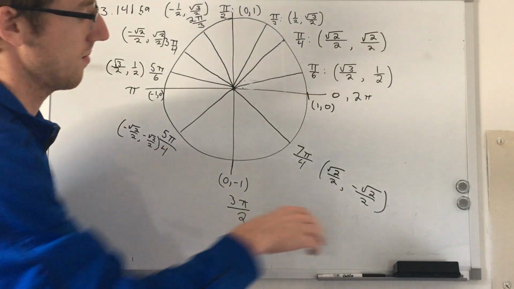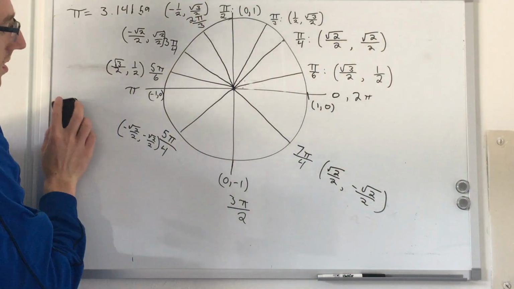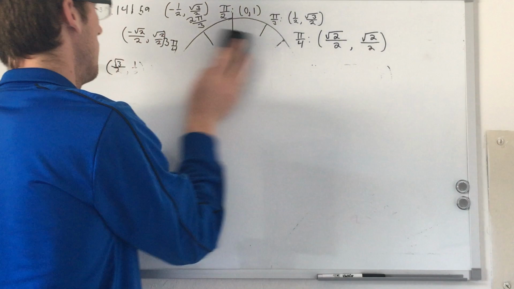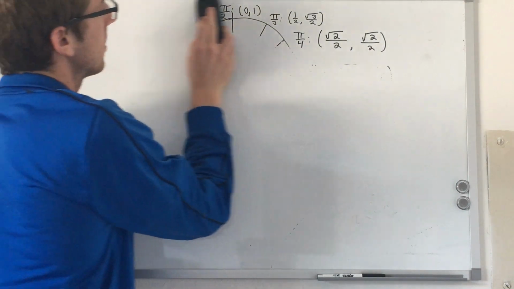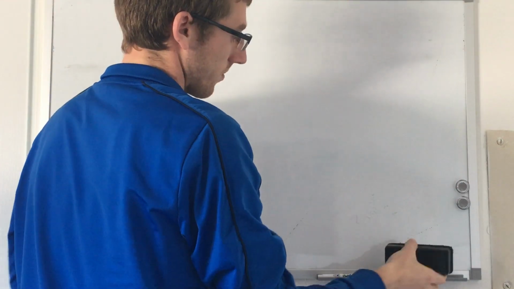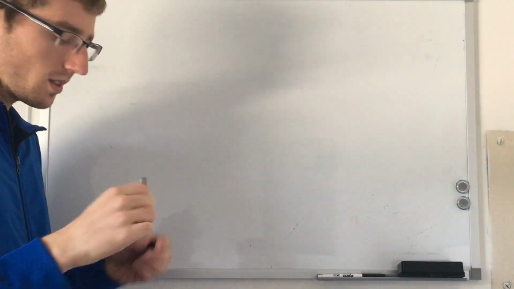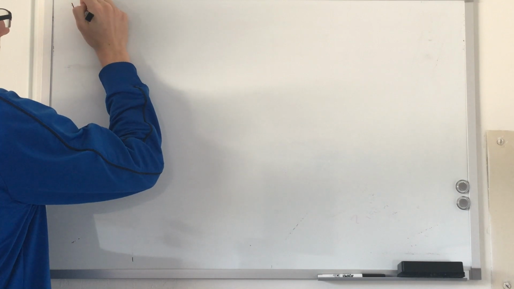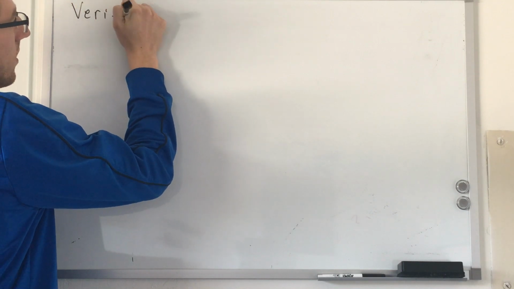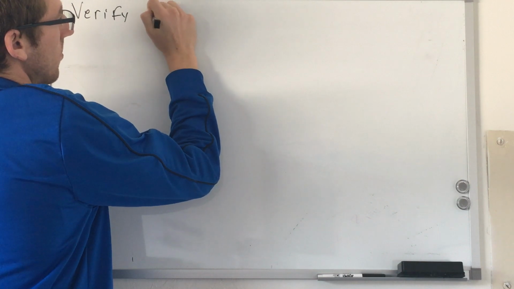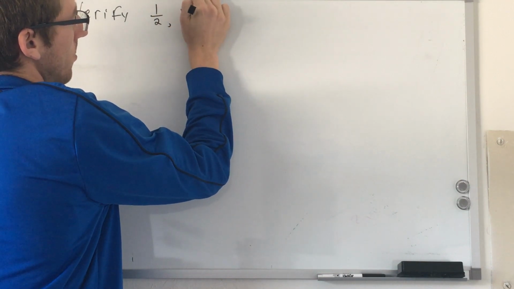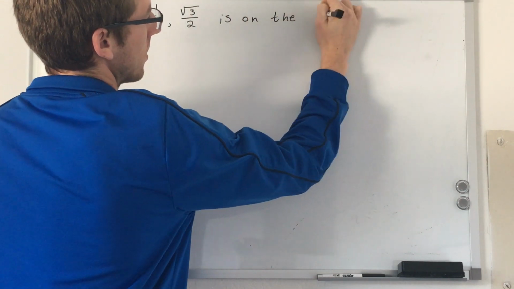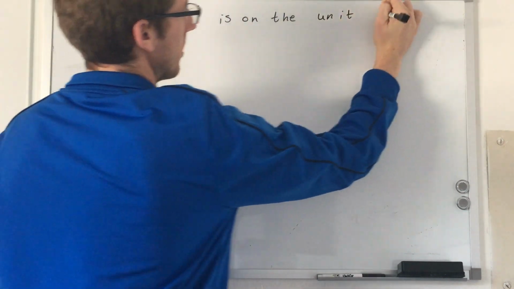Okay, so I'm going to erase this, and we're going to talk about how we tell a point is on the unit circle. So here we go. Let's verify that 1/2, root 3 over 2 is on the unit circle.